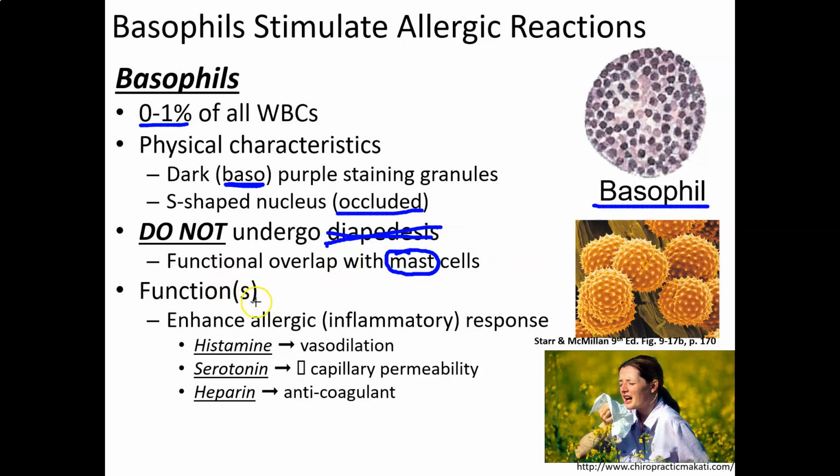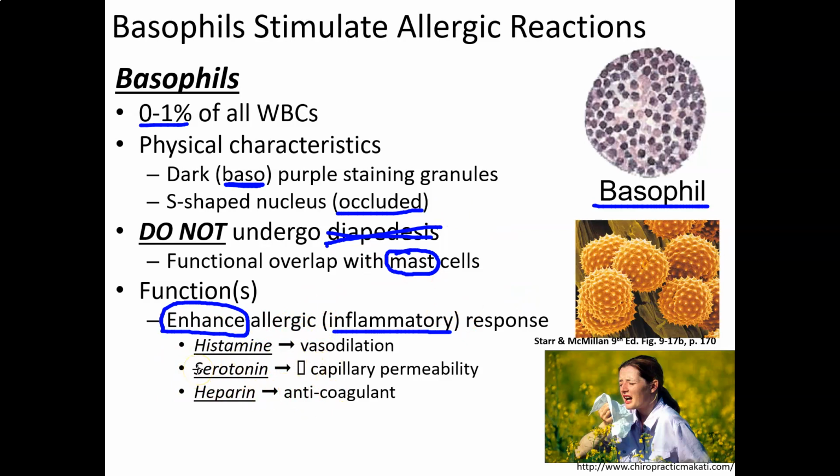They have a couple functions, and it gets kind of confusing. But they actually are kind of opposite, you can almost say antagonistic, to the eosinophils. They enhance allergic reactions, right? So along with allergies, they also enhance the inflammatory response. So that's what happens when you get injured. You have that inflammatory response. You get the redness and the swelling and the heat and things like that. And so those are due to basophils.